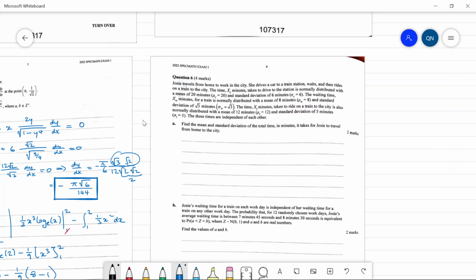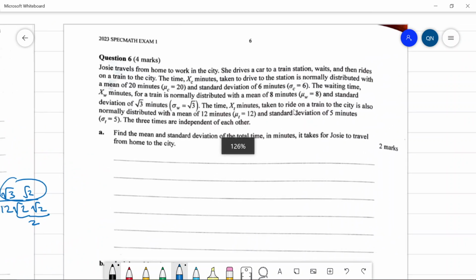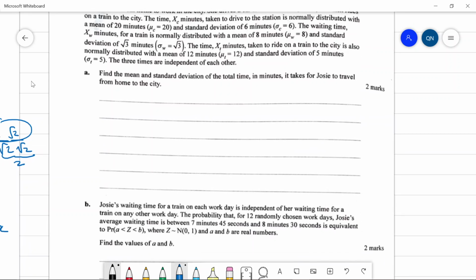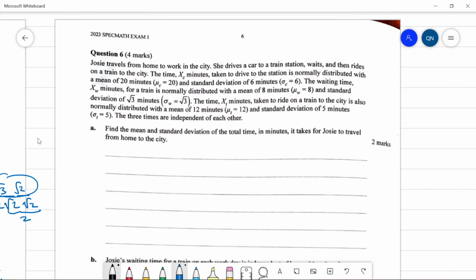Okay, probability looks like. Did they change anything for probability? I don't know. We'll find out if there's anything interesting going on.